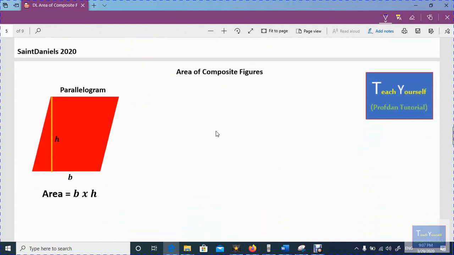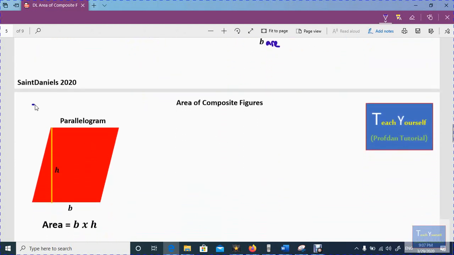Next let's look at a parallelogram. In the case of a parallelogram, a shape that comes in this form, we also have the base. This side is equal to this side. And this is the height of the parallelogram. Its area is given as the product of the base and height. All these are what we are familiar with.